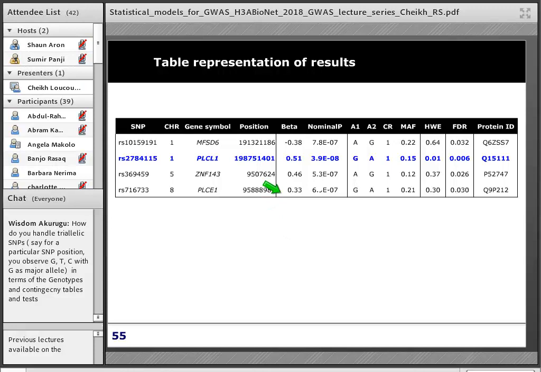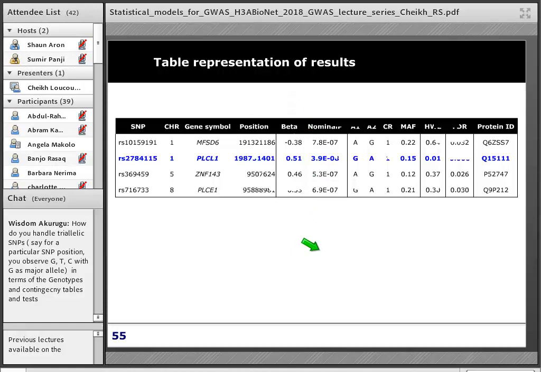You can have also a table representation of your results, and it's very important to have it. For example, here, we take the top four SNPs from the GWAS, for which we did the zoom plot. Here you can see the four RS numbers, in which chromosome they are, in which genes they are lying, their position, the beta value and the p-value, and then the alleles, the call rate, the percentage of people genotyped for the SNP, the minor allele frequency, etc., and Hardy-Weinberg equilibrium.